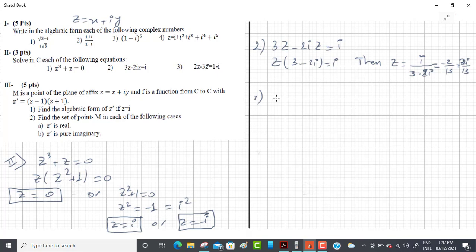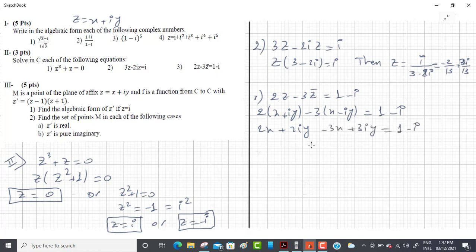Part 3. 2z minus 3z bar equal 1 minus i. Any equation with z and z bar should be solved by replacing z and z bar by their algebraic form. So z, as we said in the beginning, is x plus iy. In this case, z bar equal x minus iy. I should expand: 2x plus 2iy minus 3x plus 3iy equal 1 minus i.